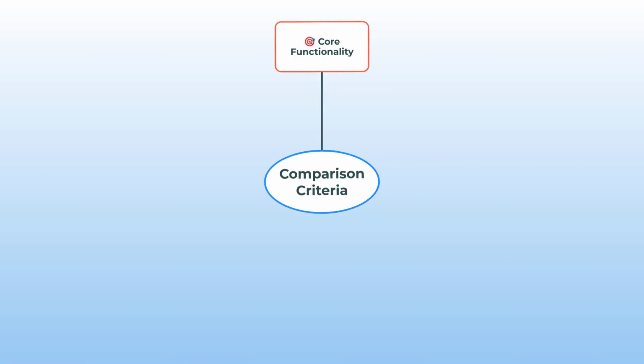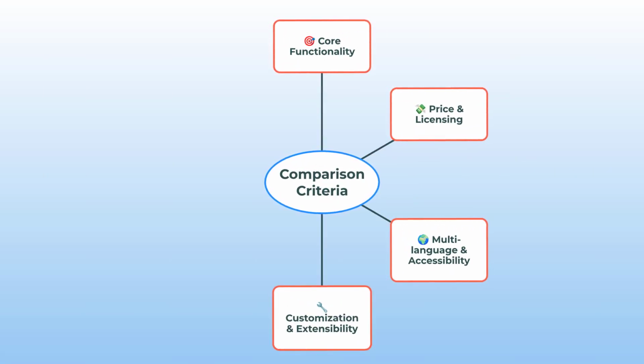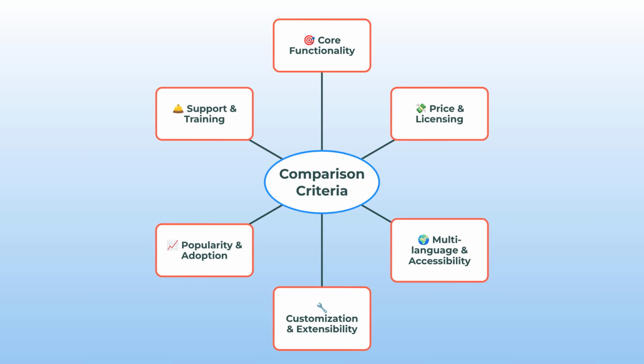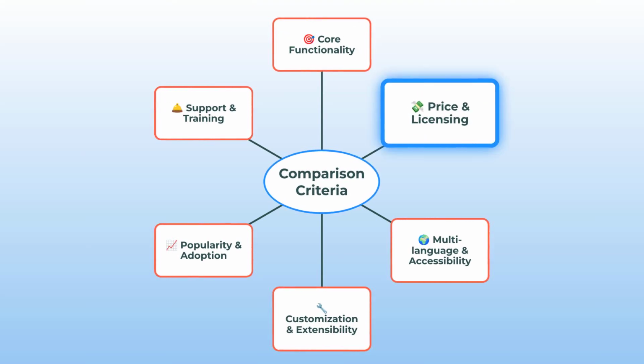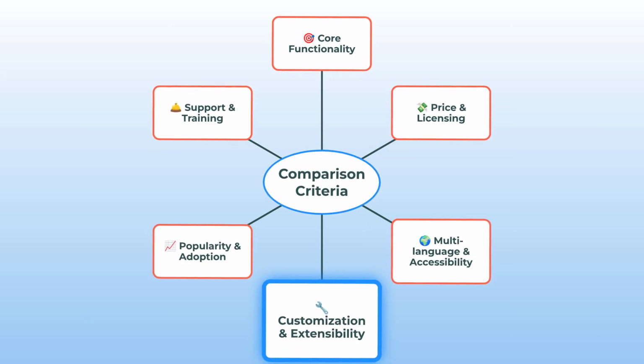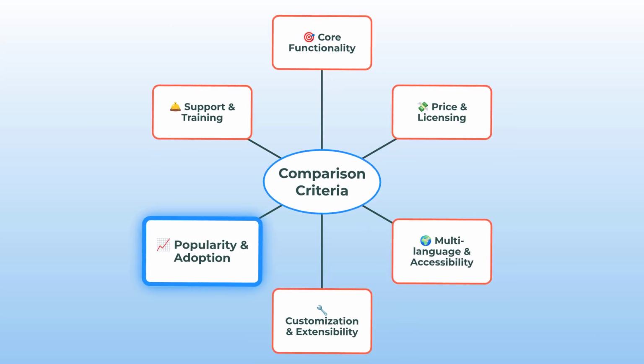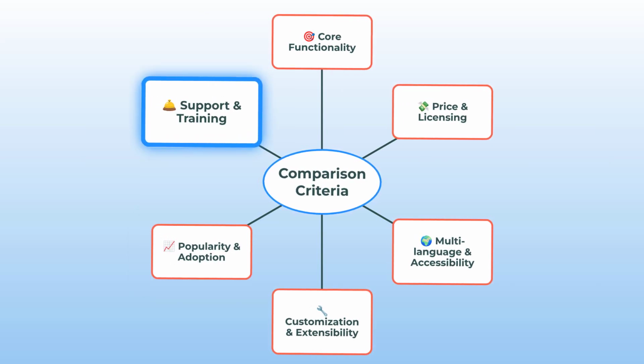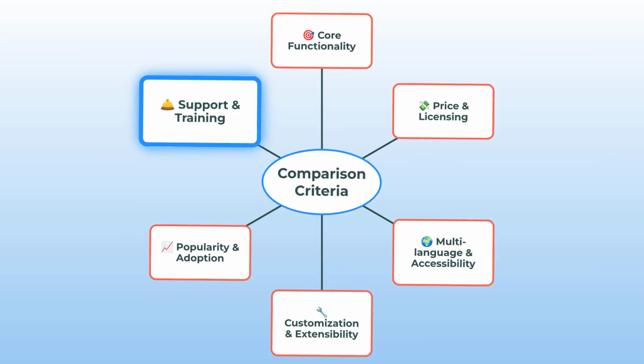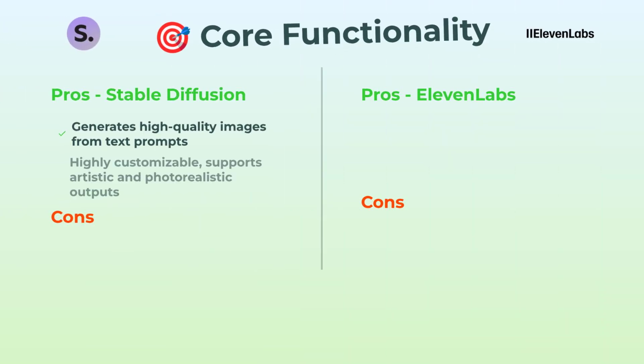All right, before we hit compare mode, here's a quick mind map of what we're going to break down today. We'll look at core functionality, price and licensing, multi-language and accessibility, customization and extensibility, popularity and adoption, and of course, support and training. Trust me, by the end, you'll have a clear winner for your needs. Let's kick off with core functionality.